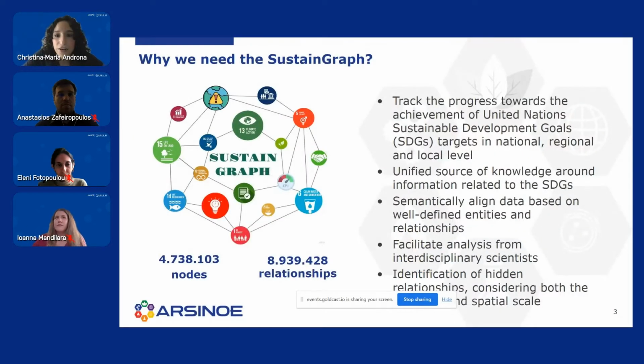So the SustainGraph is a knowledge graph that aims to track the progress towards the achievement of United Nations Sustainable Development Goals in national, regional, and local level. It hosts a huge amount of data, and it aims to act as a unified source of knowledge around information related to the Sustainable Development Goals. It thematically aligns all this data coming from different sources in order to facilitate analysis that may come from scientists from different disciplines.